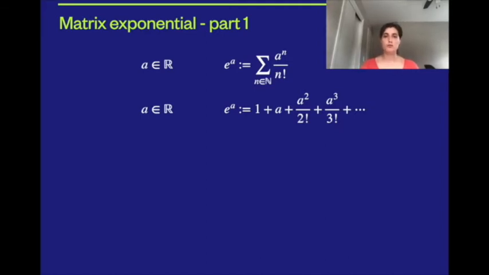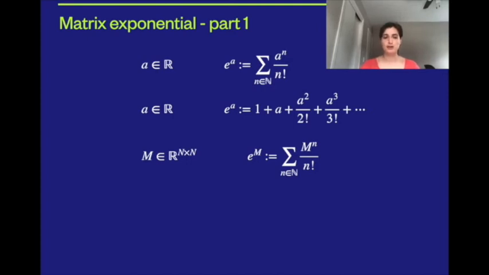In one dimension, we can actually define the exponential as an infinite sum of the thing we're using as a power n divided by n factorial. So this means that we're summing 1 plus a, plus a squared divided by its factorial, so 2 factorial, plus a to the third divided by 3 factorial, and so forth. An infinite sum.